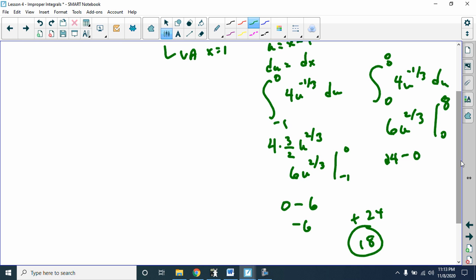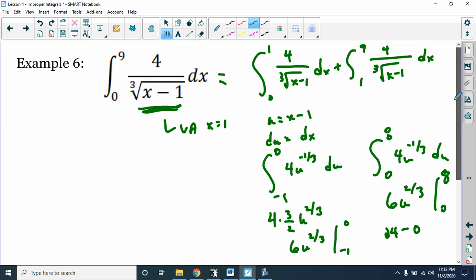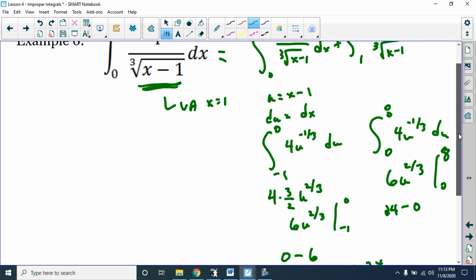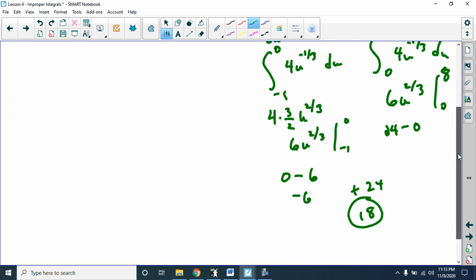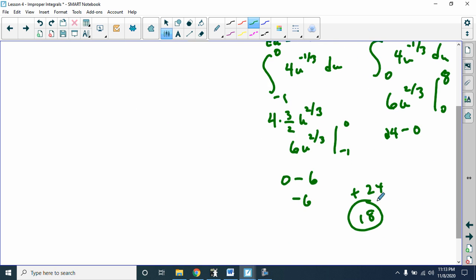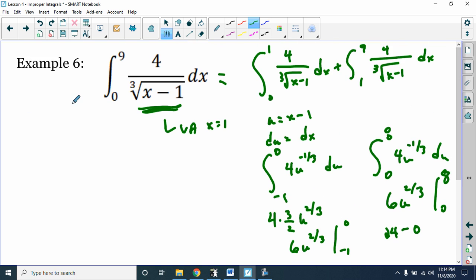$18 is correct. And I believe on this one, if we had ignored the vertical asymptote and just integrated from 0 to 9, that's what you would have gotten on this one. Sometimes, though, it'll spit out a number if you do it without splitting it up, when in actuality it diverges, which I think might happen.